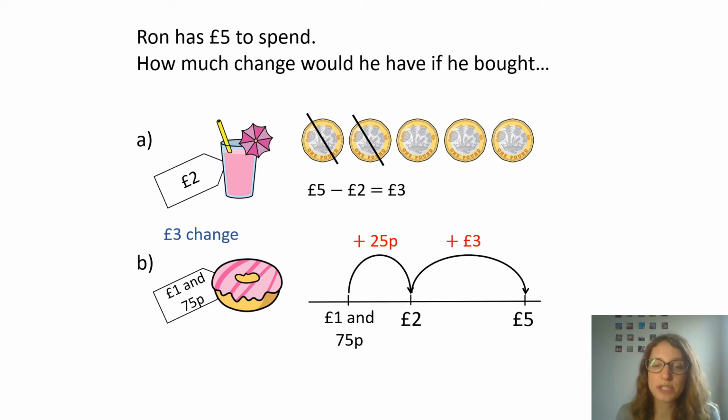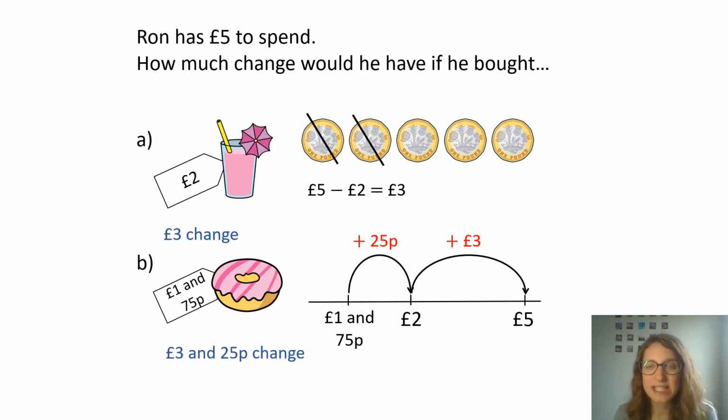Okay, so I've started at £1.75. I added 25 pence, then I added another £3. So my total is 5. I can then add my £3 and my 25 together. Okay, so he would get £3 and 25 pence change.